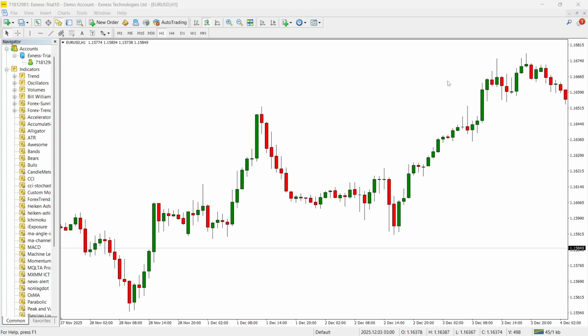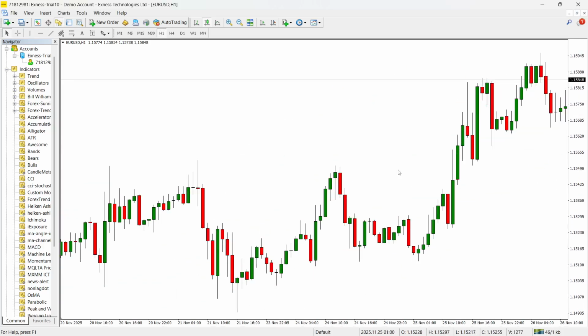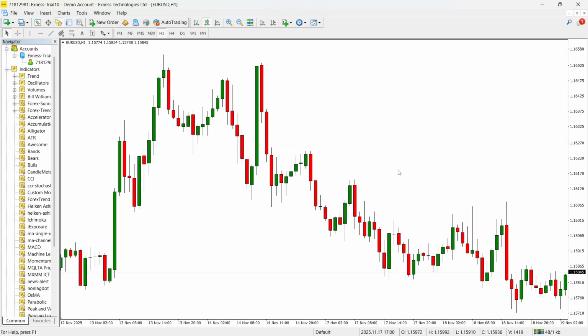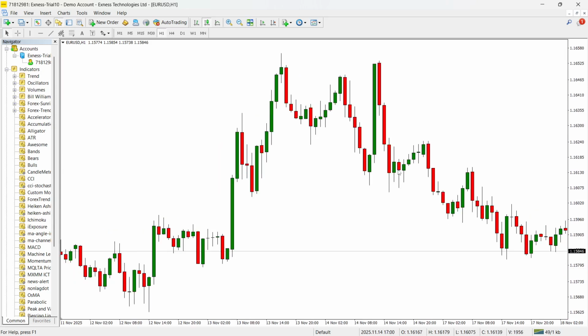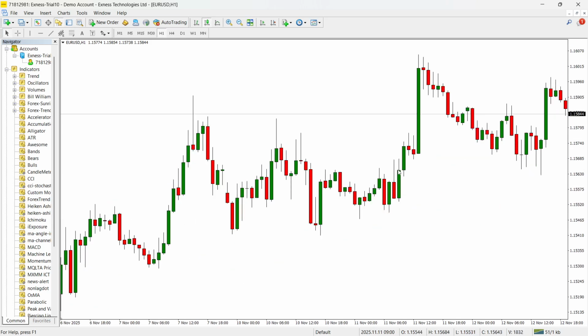Hello traders. In this video, we are taking a look at the Forex Sunrise Indicator for MT4. We'll cover how its four horizontal levels and dotted color changing moving average line appear on the chart, what these visuals imply about key price zones and trend direction, and how the built-in alert setting works.